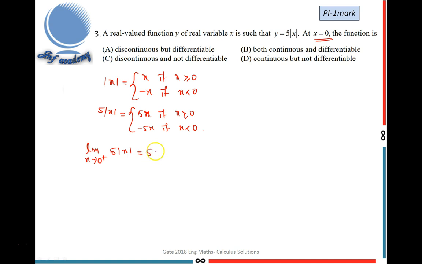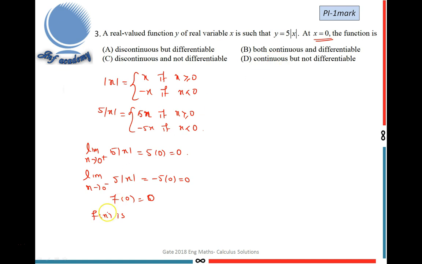5x at x equal to 0. So 5 into 0 is equal to 0. Similarly, the limit as x tends to 0 minus of 5 modulus x, where x is less than 0, here it is minus 5x. Minus 5 into 0 is also 0. f of 0 at x equal to 0, 5 into 0, is also 0. These three values are equal, so f of x is continuous.